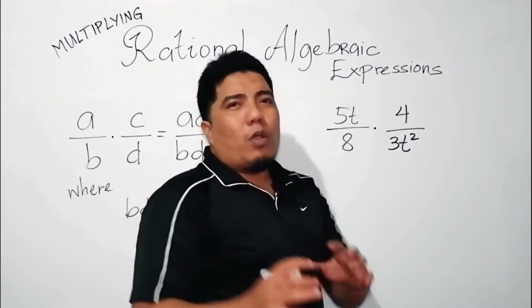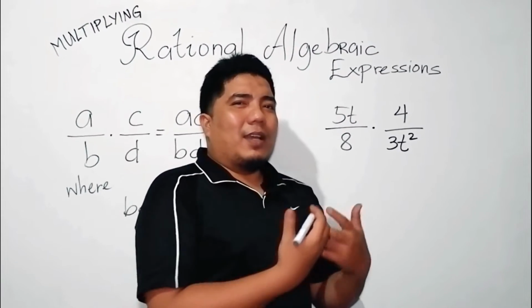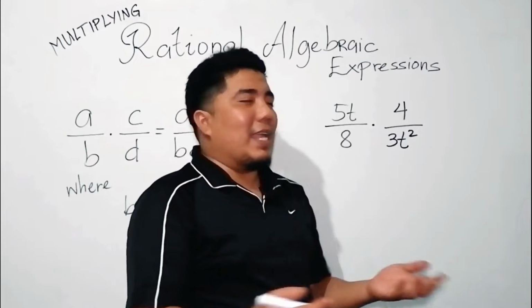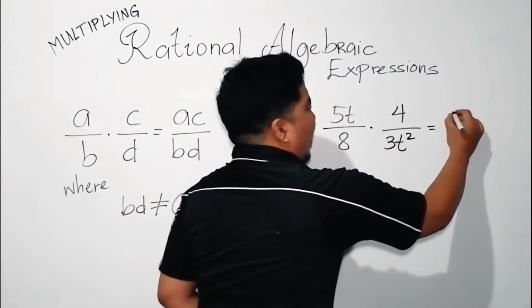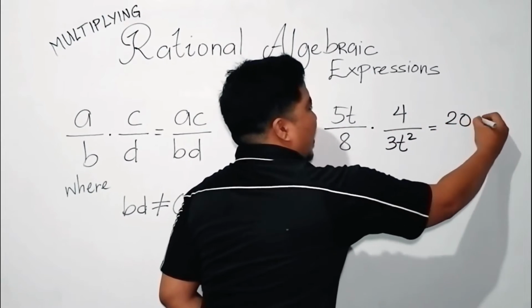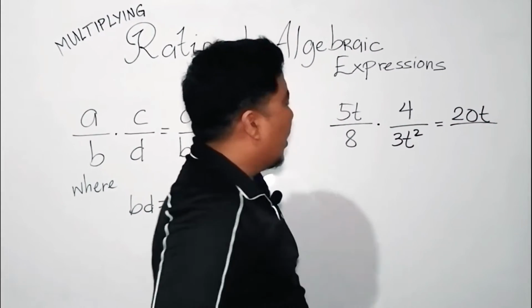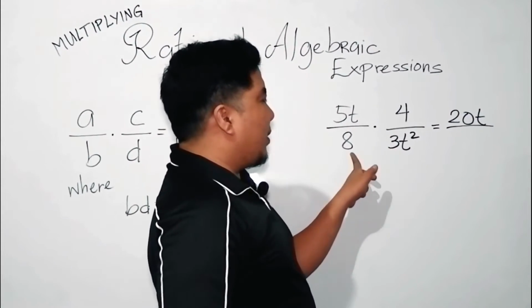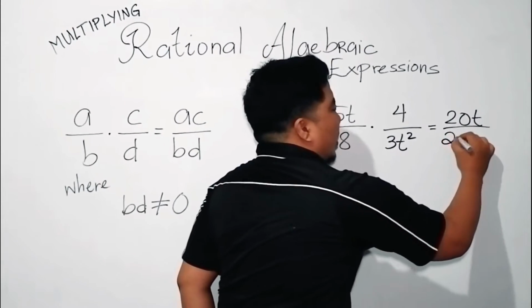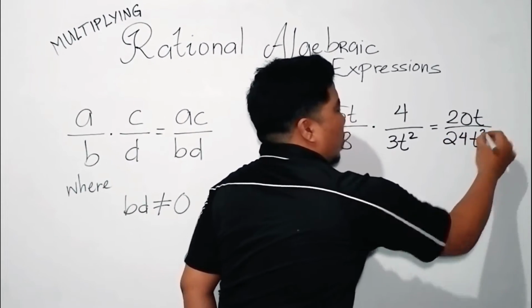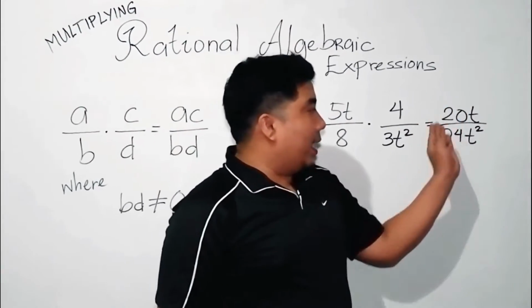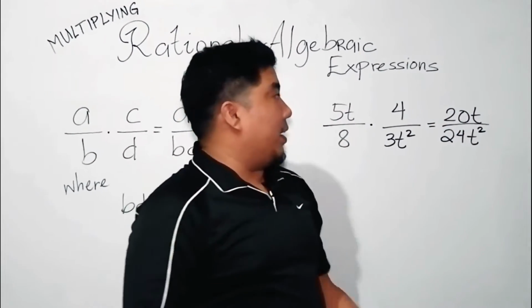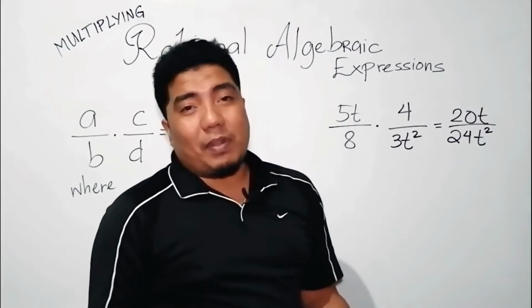Now, if you are having a hard time with the cancellation, you could do this one: 5 times 4, that is 20, and 20 times t, that is 20t. We also have here 8 times 3, that is 24, so that is 24t squared. Now, look at this. 20 and 24 can still be simplified. T and T can also be simplified.